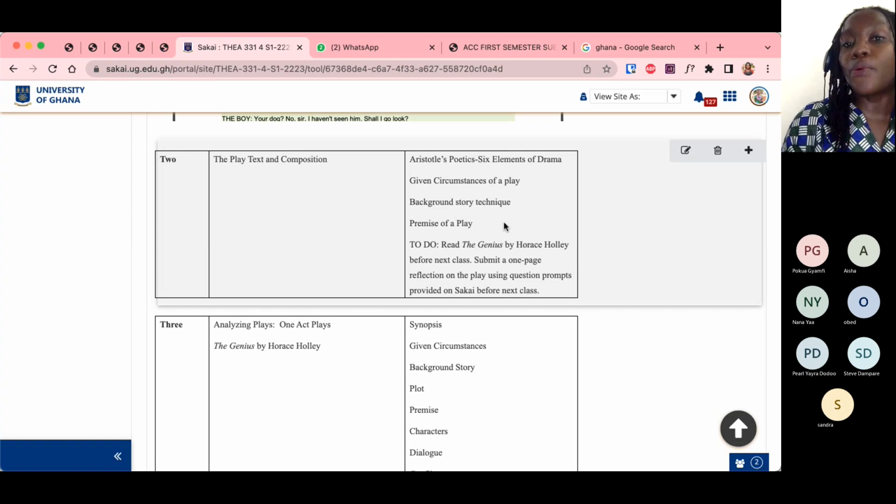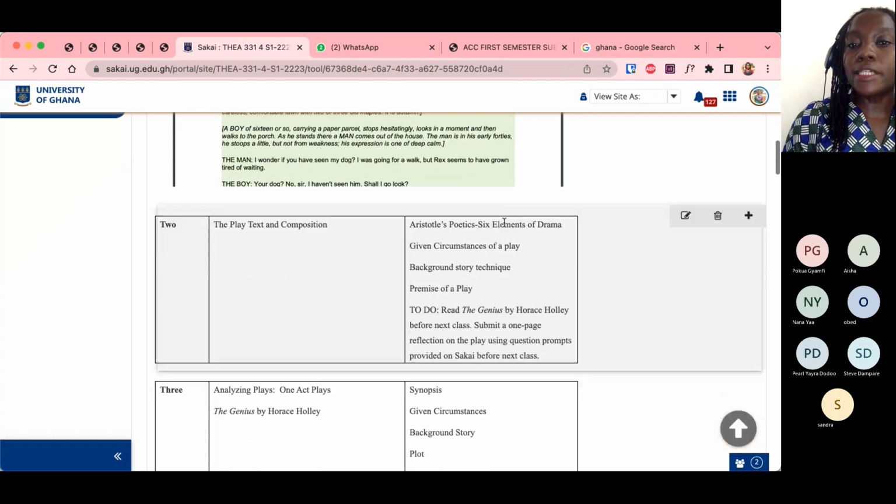And then we'll look at the premise of a play, that is the goal. To some extent, it's like the theme, but premise is more like the very first thing that the playwright conceives of, which we get at the other end as theme. Okay, so we'll look at that.